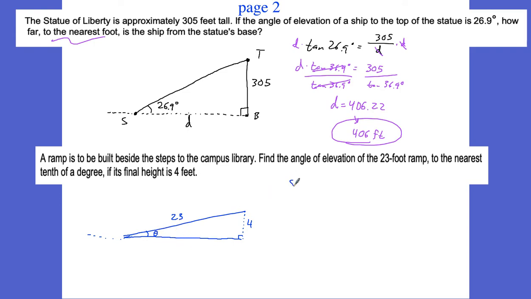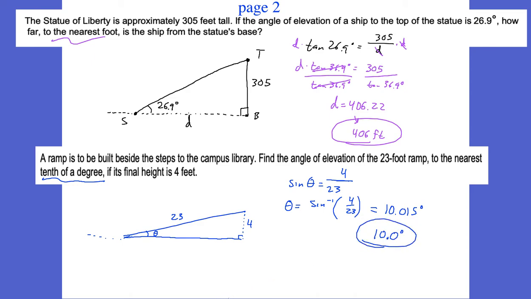So we say sine theta, since I have opposite and hypotenuse, equals 4 over 23. And then to find theta, we just take the inverse sine of both sides. So inverse sine of 4 over 23, which we want to the nearest tenth of a degree. It's 1 decimal place. We type inverse sine in our calculator of 4 over 23 and get 10.015. So 10.015 degrees. So to the nearest tenth, that would just be 10.0 degrees. 10.0 degree angle of elevation.